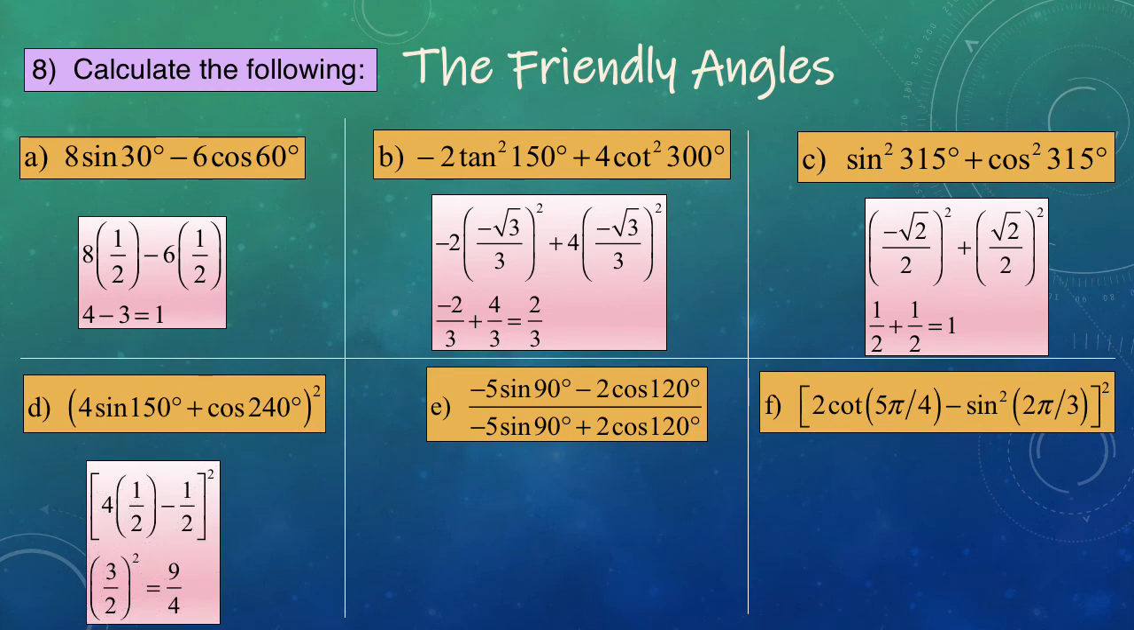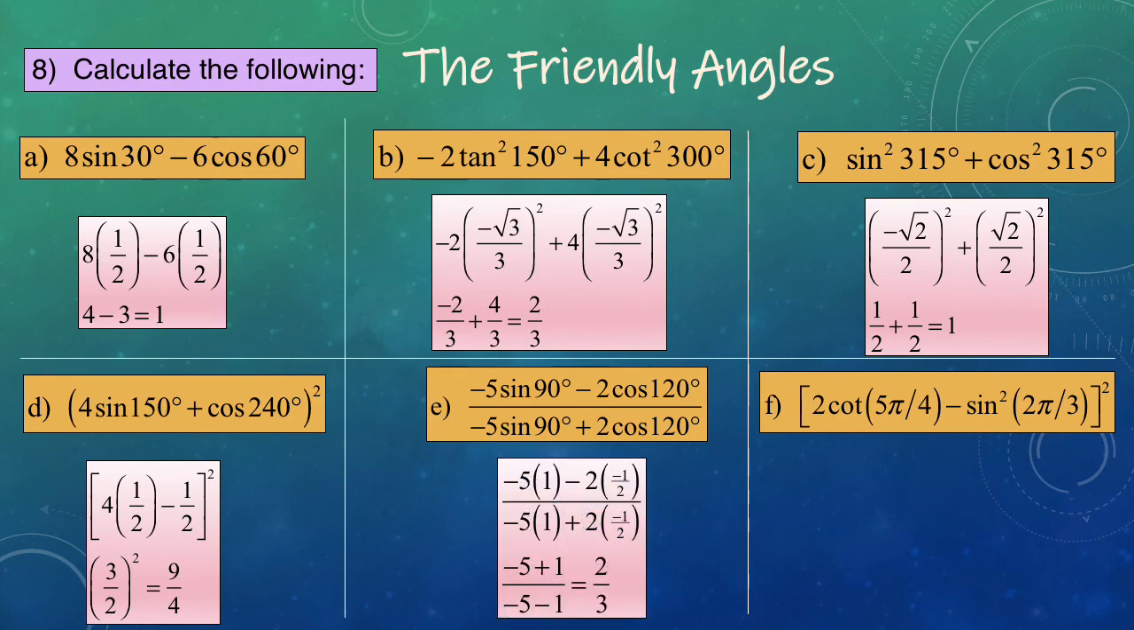In D, we have 4 sine of 150 degrees plus cosine of 240 degrees, and that quantity is squared. Sine of 150 degrees is 1/2. Cosine of 240 degrees is negative 1/2. So we have 4 times 1/2 minus 1/2, and that is 2 minus 1/2, or 3/2 squared, and the answer is 9/4.